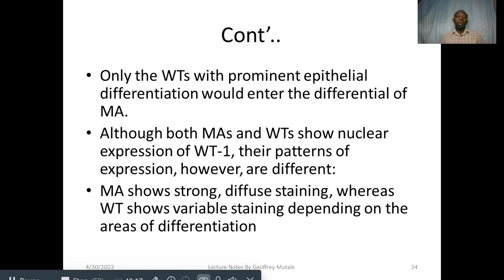Although both MAs and WTs show nuclear expression of WT1, which is an immunohistochemical stain, their pattern of expression, however, are different. Like, for example, in the MA, we shall see a strong diffuse staining, whereas WT will present with variable staining depending on the area of differentiation.